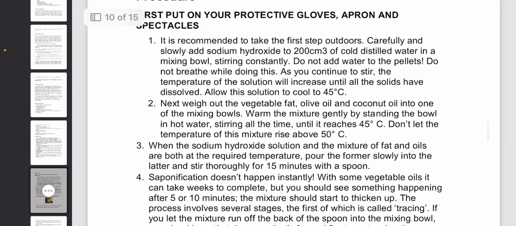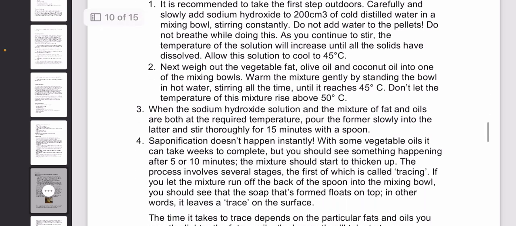It is recommended to take the first step outdoors. Carefully and slowly add sodium hydroxide to 200 cm³ of cold distilled water in a mixing bowl, stirring constantly. Do not add water to the sodium hydroxide. Do not breathe while doing this. As you continue to stir, the temperature of the sodium hydroxide solution will increase until all the solids have dissolved.